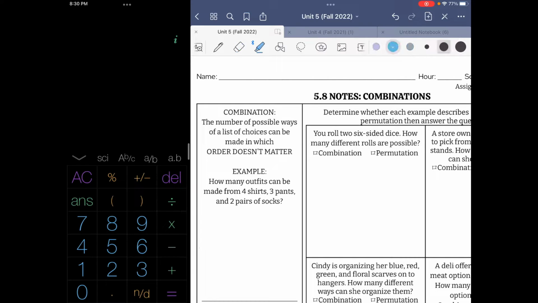First, I want you to come up here to the top, make sure you filled in your name and your hour, which means you need a pencil. And then as you can see on the left, we're going to be using a calculator today. I'll be using a calculator for some of the problems. You don't necessarily have to have it.